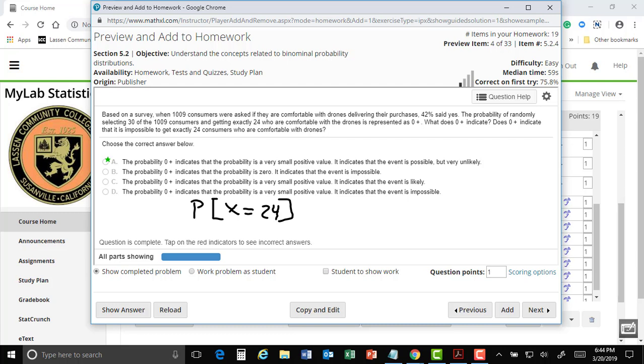And then you do the rest of the equation, right? So we had what we had before, remember? 1,000 choose 24, times the probability of success, 0.42, yes? Raised to the 24th power. And then over here we have 0.58, and that's going to be raised to N minus X, which is 1,000 minus 24.